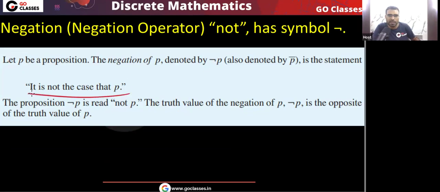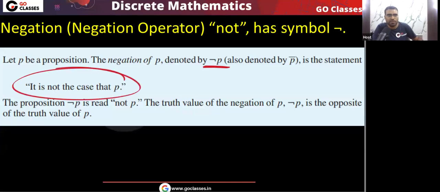Negation p means it is not the case that p. This is how you will read negation p. Okay, very simple. Now let's see the truth table of negation p, or I can say let's see the behavior of negation p. The behavior of negation p is like this. If p is true, then what will be the truth value of negation p? Remember, if p is true, then negation p will be false. If p is false, then negation p will be true.